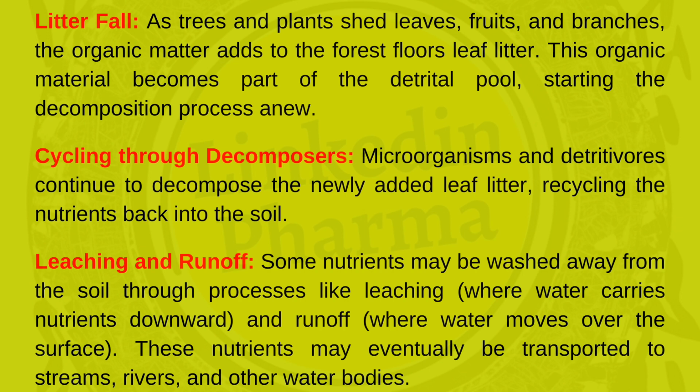Cycling through decomposers. Microorganisms and detritivores continue to decompose the newly added leaf litter, recycling the nutrients back into the soil. Leaching and runoff. Some nutrients may be washed away from the soil through processes like leaching, where water carries nutrients downward, and runoff, where water moves over the surface. These nutrients may eventually be transported to streams, rivers, and other water bodies.